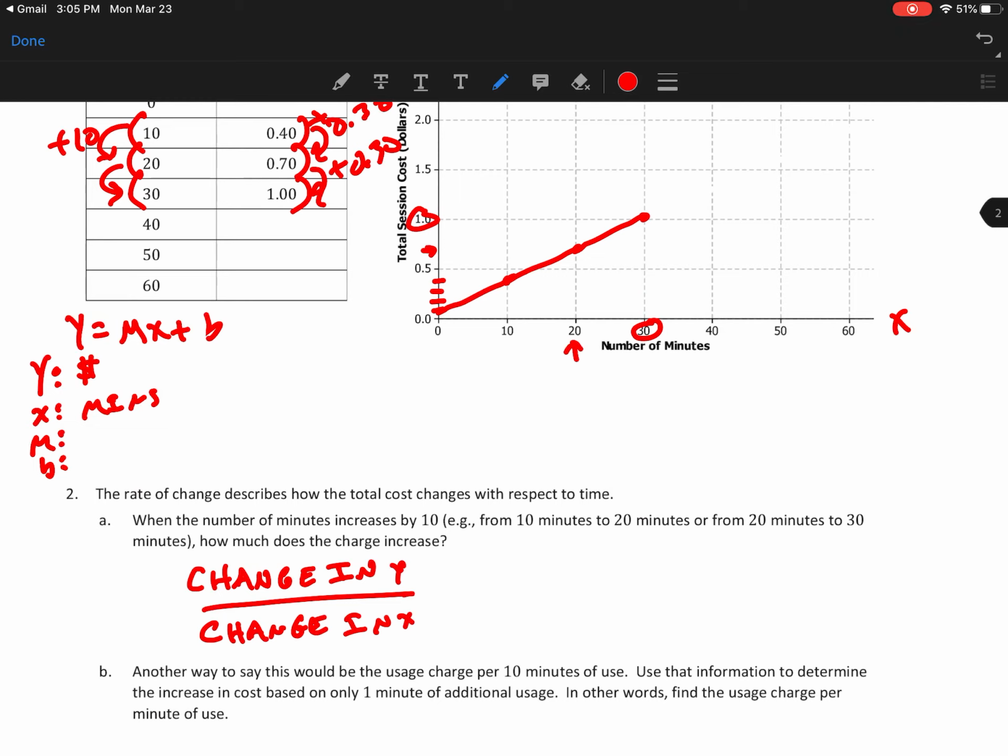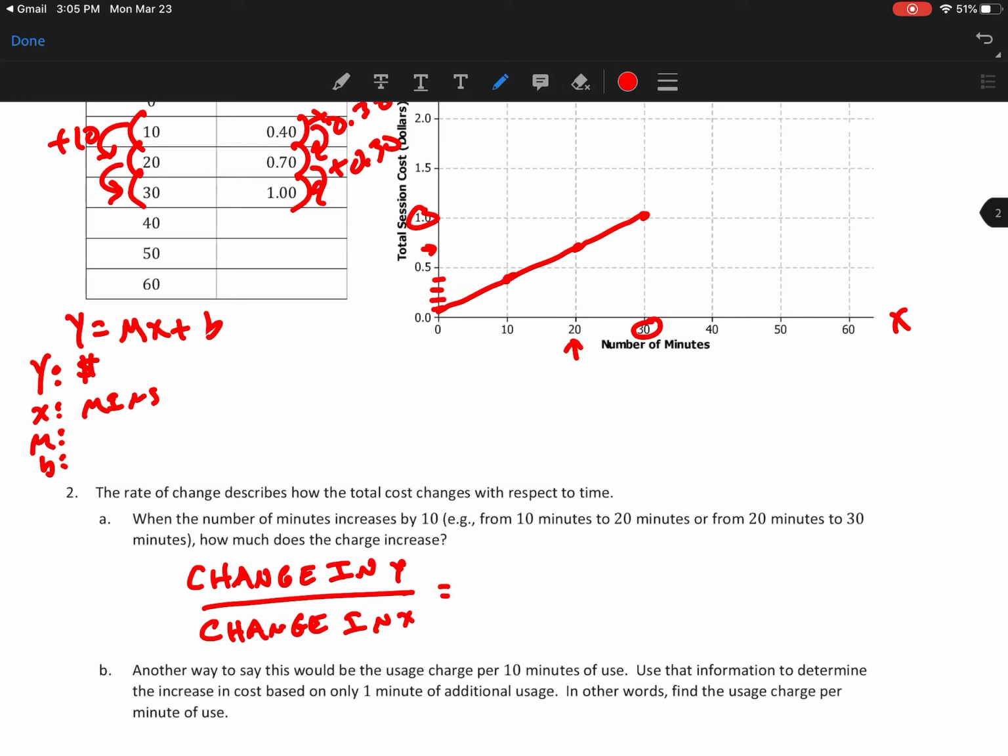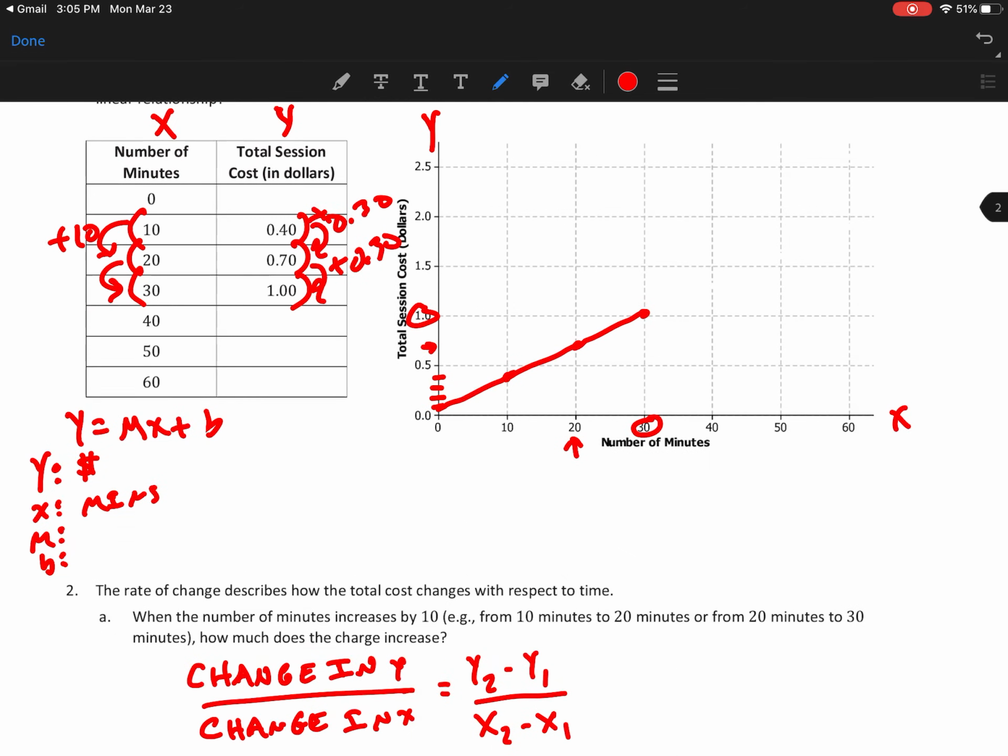Correct? Change in y over change in x. And more than a few of y'all are saying change in y over change in x can be calculated as y of 2 minus y of 1 over x of 2 minus x of 1. And to calculate that, all we need is two corresponding xy coordinates.